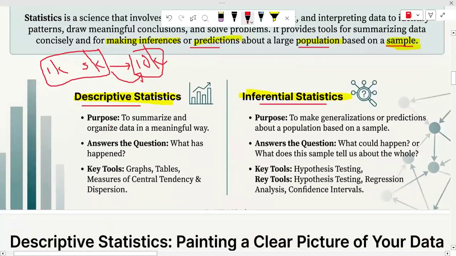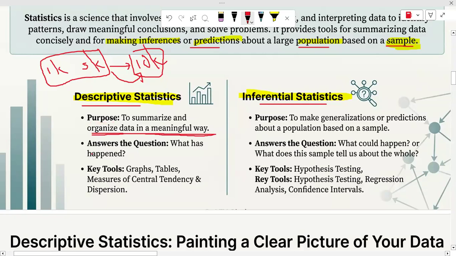Now, let us dive in. So, what is descriptive statistics? Descriptive statistics is to summarize. You know the MLT report. Recall the MLT report on the 5 ml blood sample. What was the purpose of the testing? To summarize and organize data in a meaningful way.